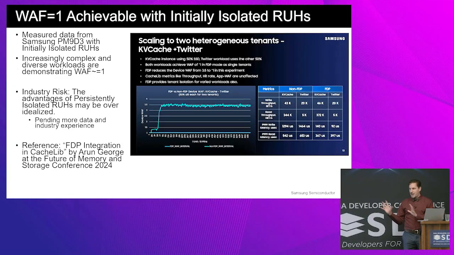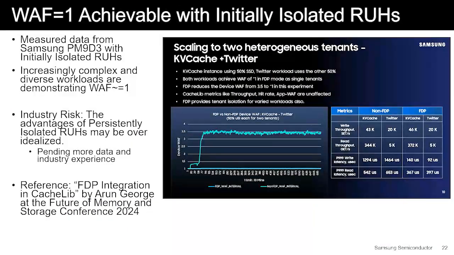So there is a desire where people might instantly jump to a persistently isolated RUH requirement. And I think this is the major takeaway here, to summarize: don't be so quick to jump to persistent isolation. You can do very well with initial isolation. And other than that, I think I'll leave that topic up to Roshan to discuss in the next presentation. Yes, but over idealizing the requirement for persistent isolation is definitely, I think, an industry risk.